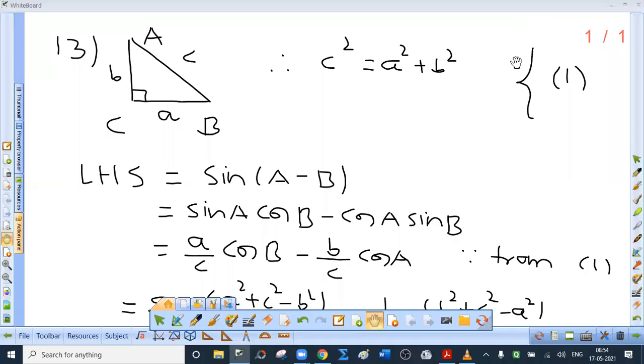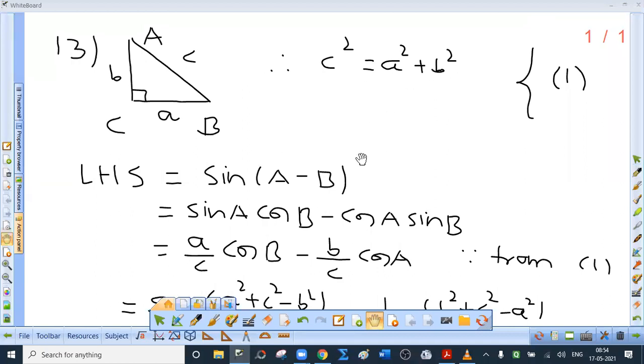Sum number 13, in triangle ABC, if angle C equal to 90 degrees, then prove that sine of (A minus B) is (A square minus B square) upon (A square plus B square). Actually, this can be solved using different methods. You may say, can we begin with RHS? Yes, you can. But here I have begun with LHS. First, draw the diagram. Measure angle C is 90 degrees. So by Pythagoras theorem, what is C square? It is A square plus B square.